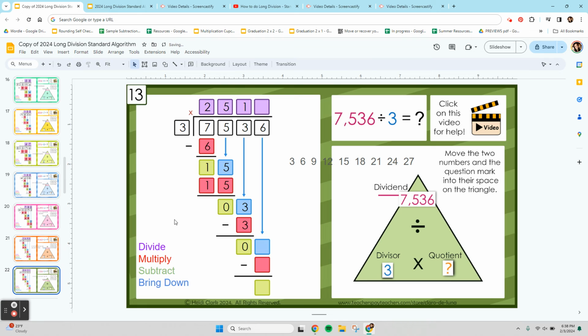And then try to finish this off on your own. Pause it and then come back. We're going to bring down this 6. That was our blue step. Go back up to purple and divide. 6 divided by 3, which is 2. Then we multiply back down just to check that there's no remainder. 2 times 3 is 6. Nothing left over, so there's no remainder.